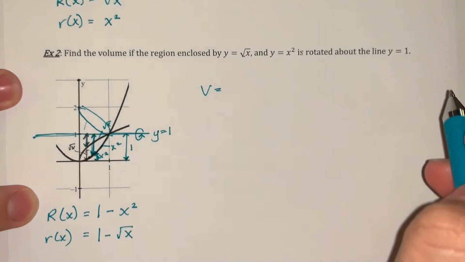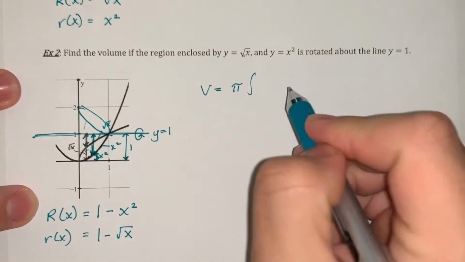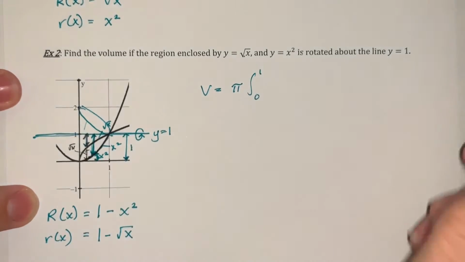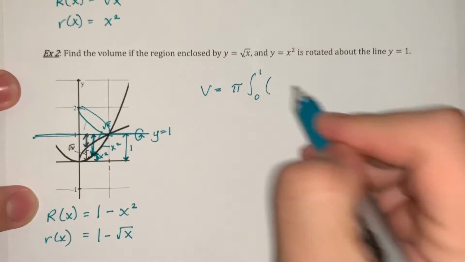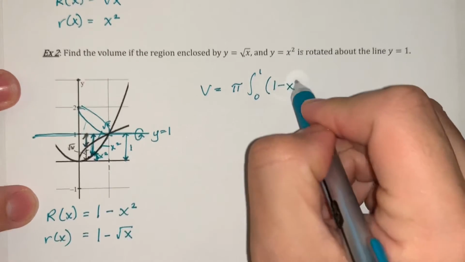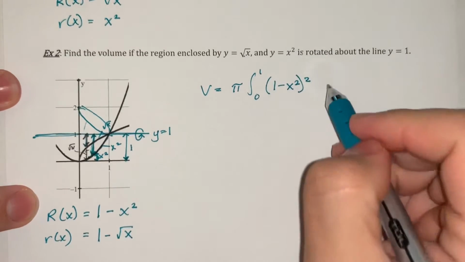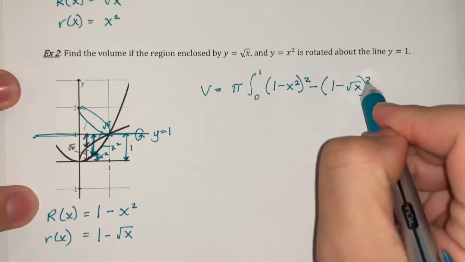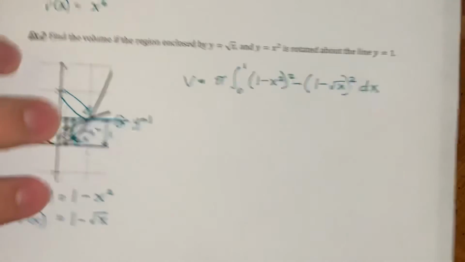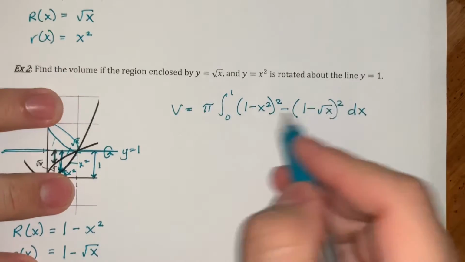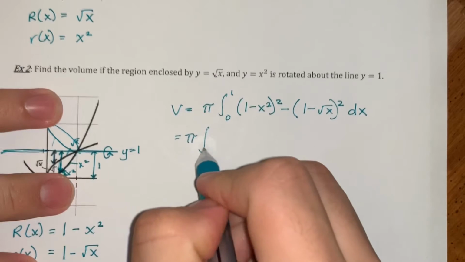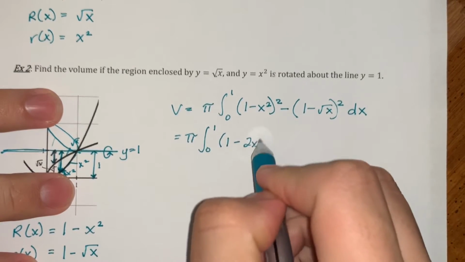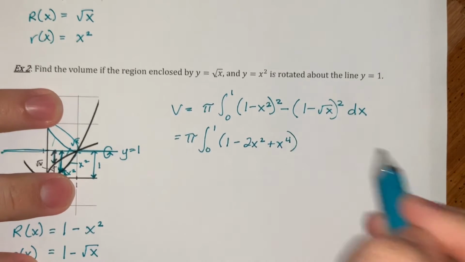So now we can go ahead and use our volume formula. It's not that difficult. It's just pi times the integral from, again, 0 to 1, same bounds as before, of my outer radius, 1 minus x squared, squared, minus my inner radius, which we said was 1 minus the square root of x, squared, dx. And there you go. I would go ahead and just multiply this all out. So that's pi from 0 to 1. That turns out to be 1 minus 2x squared plus x to the 4th.